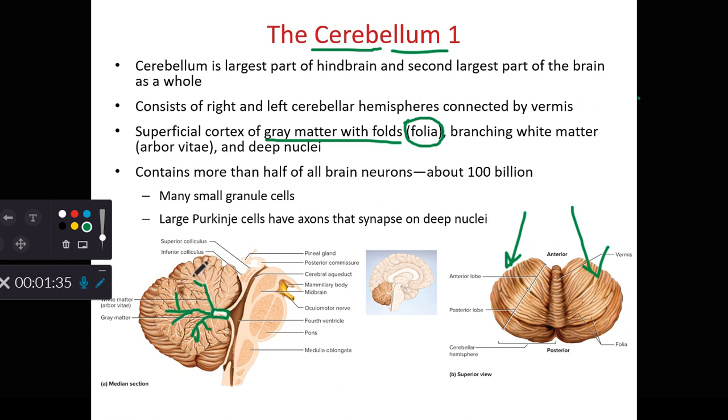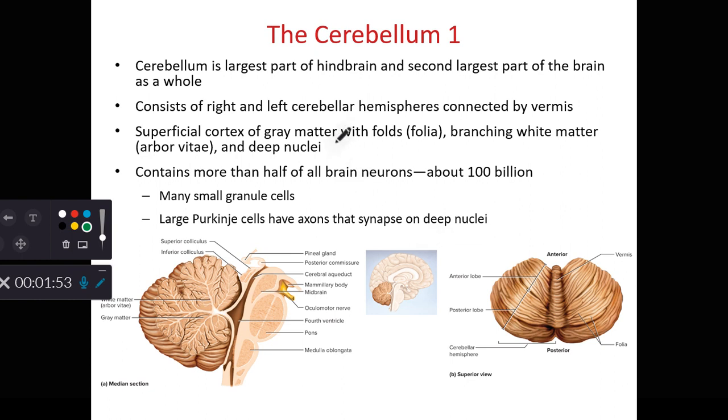Hence the name of this structure, arbor vitae, which literally means, if we think of arbor, that's the Latin word for tree. Vitae is a root word referring to life. Arbor vitae literally means tree of life. It's also a kind of landscaping tree that's really, really hard to kill.